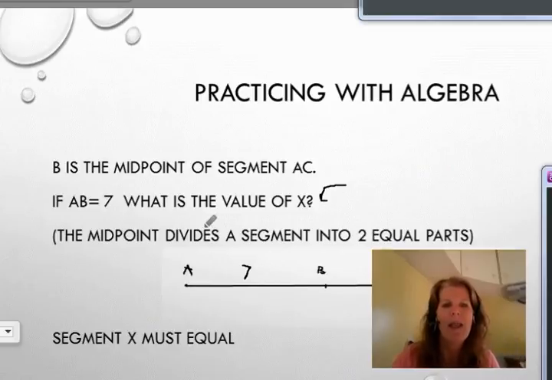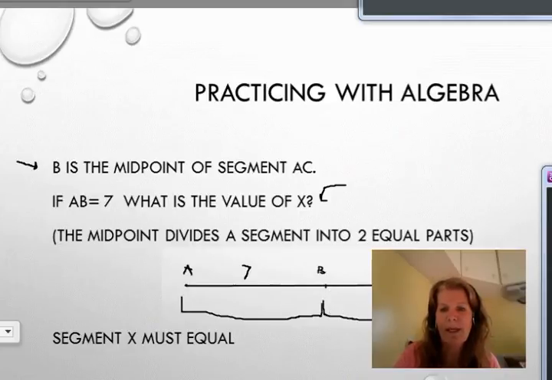Now, I've told you up front here that B is the midpoint. So that means, again, whatever the measure of this side from A to B has to equal the measure from B to C. So if AB is 7, the value of x is also going to be 7. So that is all there is to using algebra and congruent segments.